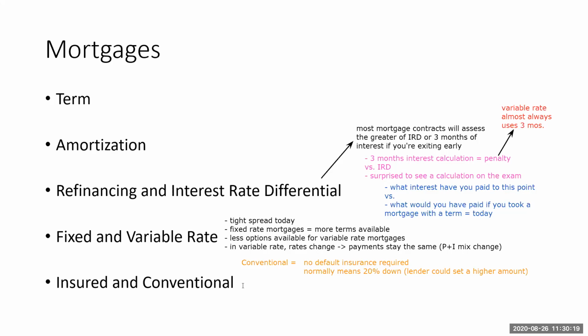So insured simply means CMHC or Genworth or Canada Guaranty, right? All right. And yes, there is a cost to that, which Baljeet didn't like, but there is a cost to that. You're not getting that insurance for free. Okay.